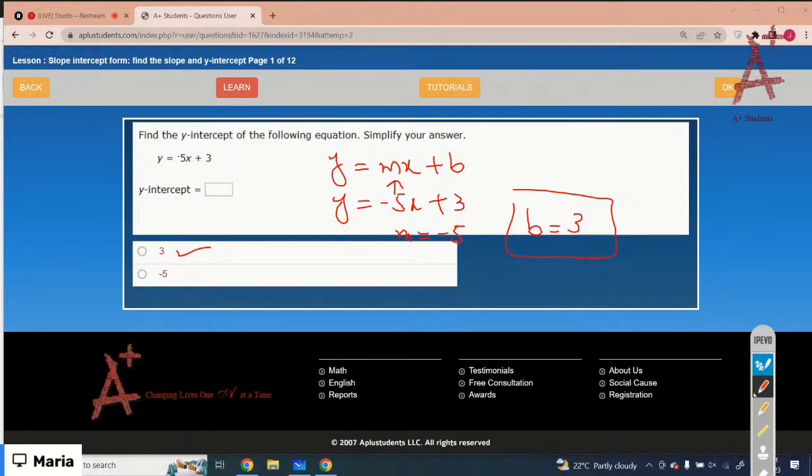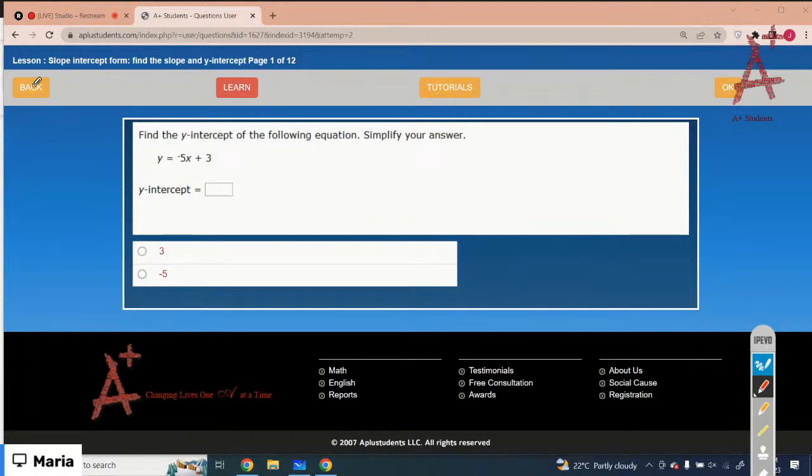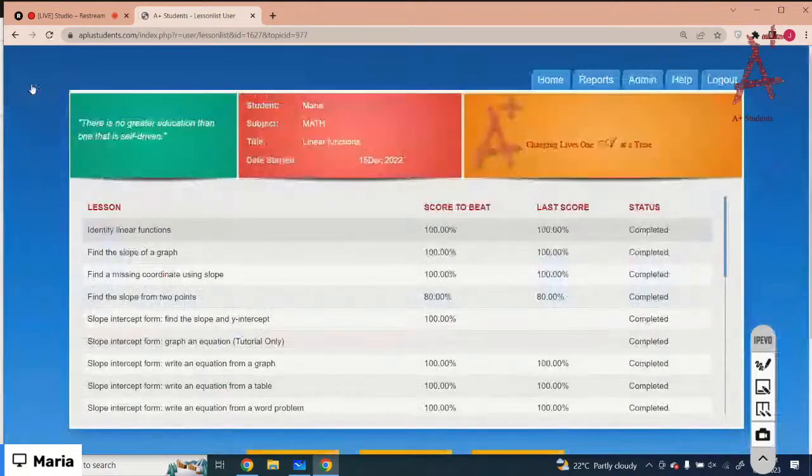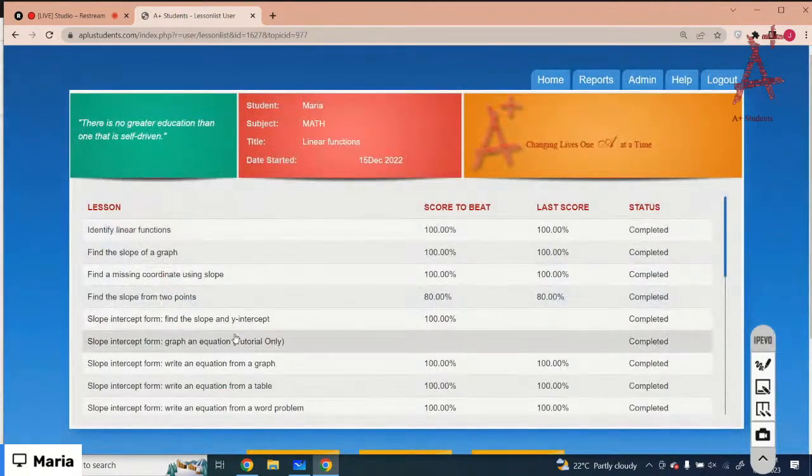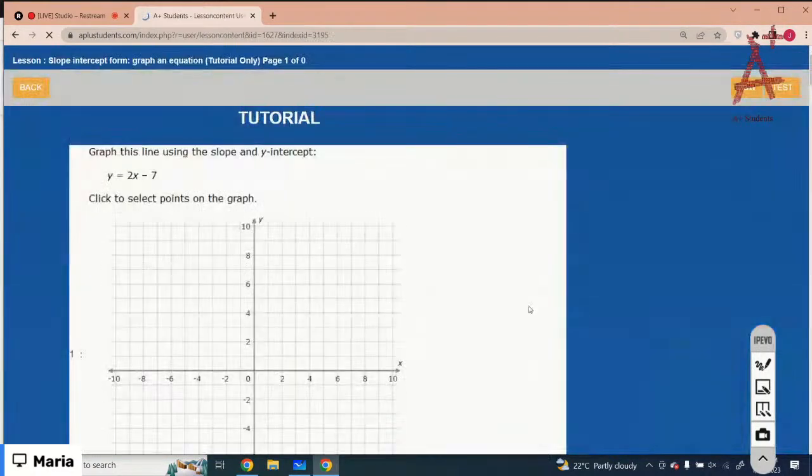Now we're going to learn how to graph the equation. Whenever you are given the equation in the form y equals mx plus b, we're going to learn how to graph an equation. Let's start with an example. You are given the equation y equals 2x minus 7. You have to graph the equation. Got it?